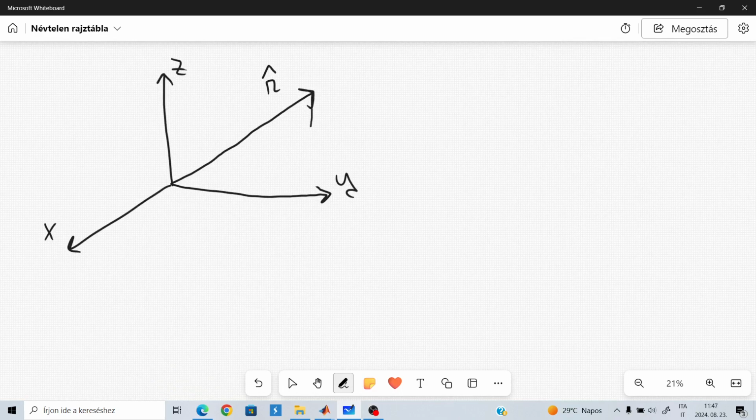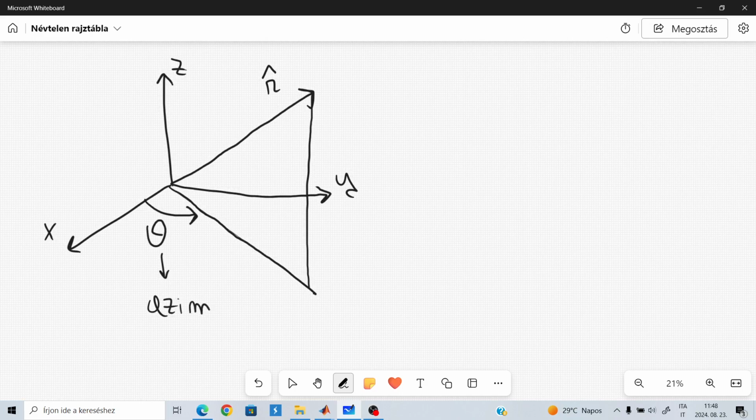Now, if we project this vector on the xy plane, we get something like this. And if we measure the angle that the projection makes with the x-axis, I will define it as theta. This is also known as the azimuthal, it's difficult to pronounce, but azimuthal angle, something like that. So it's called the azimuthal angle.